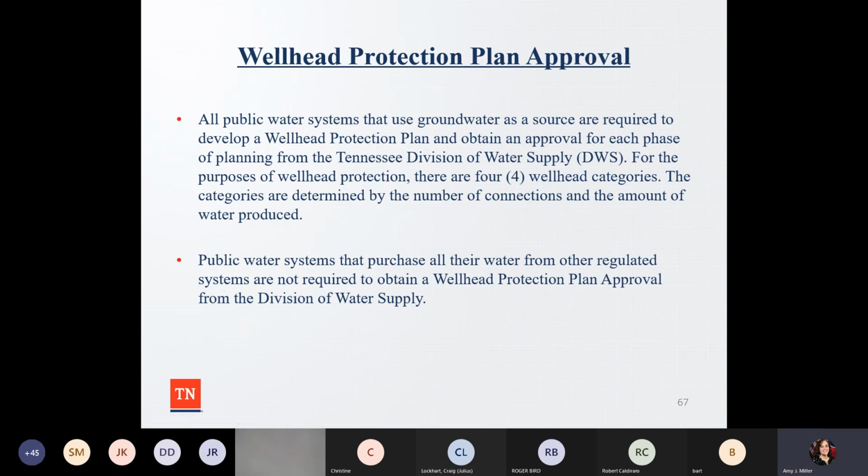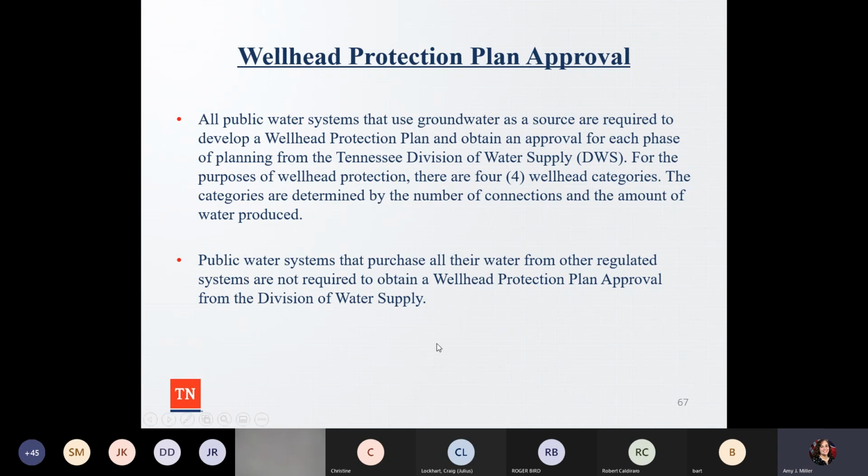Wellhead protection plan. A lot of times, all public water systems that use groundwater as a source are required to develop a wellhead protection plan and obtain approval for each phase of the plan through the Tennessee Division of Water Supply. For the purposes of wellhead protection, there are 4 wellhead categories, which we'll go through in a minute. The categories are determined by the number of connections and the amount of water produced. Public water systems that purchase all their water from other regulated systems are not required to obtain wellhead protection plan approval from the Division of Water Supply.